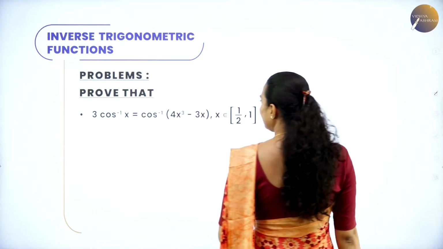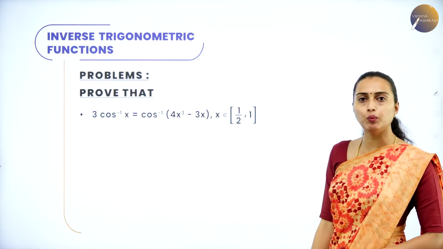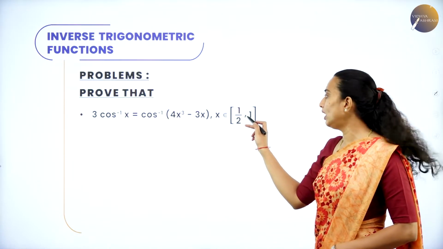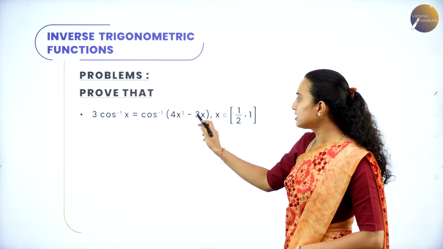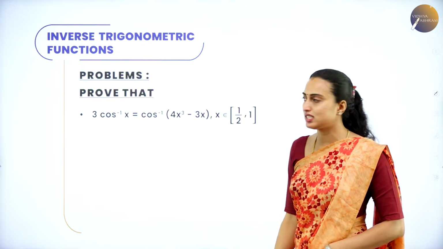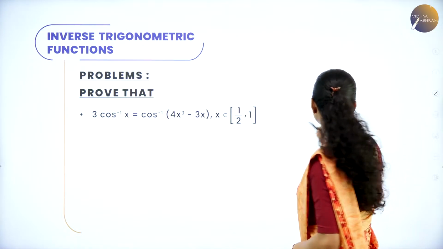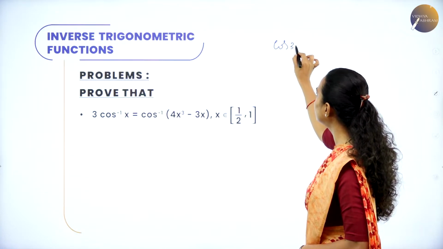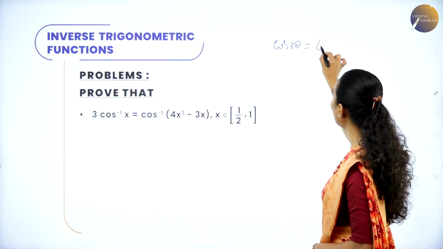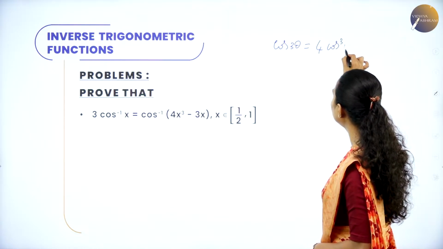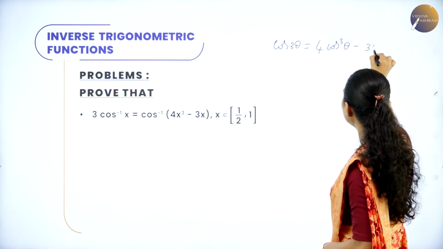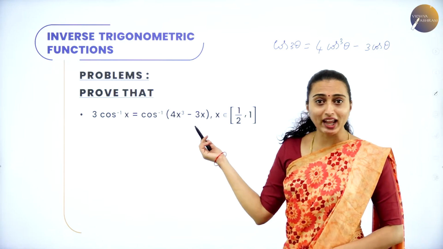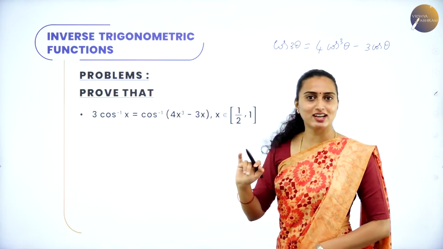So prove that 3 cos inverse x is equal to cos inverse of 4x cube minus 3x for all x belongs to closed interval. You can look at it, 4 cos cube theta minus 3 cos theta. So therefore, I can write cos 3 theta formula. What is cos 3 theta? Cos 3 theta is 4 cos cube theta minus 3 cos theta, isn't it? This is a formula. Therefore, what is the substitution I need to take? Substitution is nothing but cos theta for x.